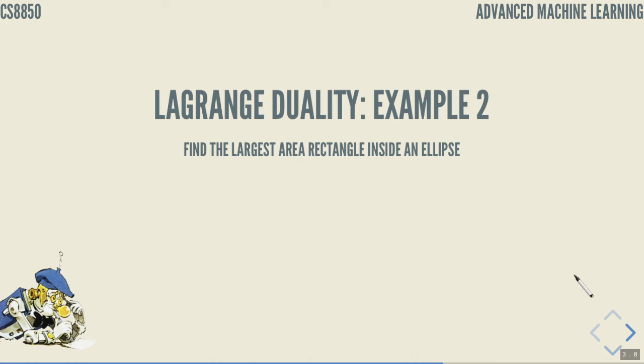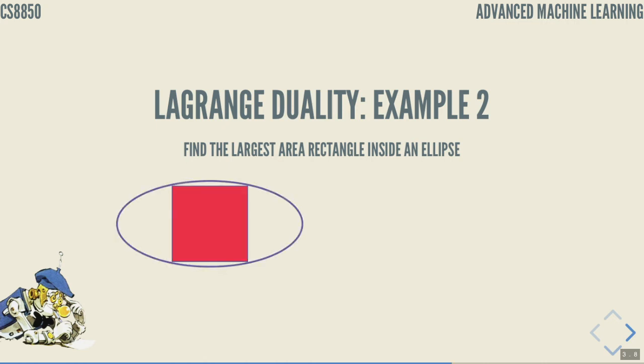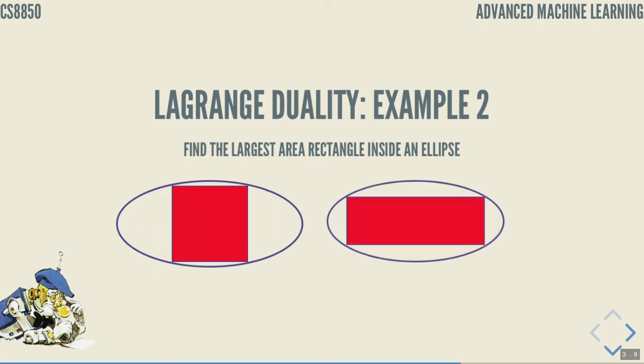But let's look at another example just to get the point firmly that you understand what we're doing here with Lagrange duality. So let's solve the problem of finding the largest area rectangle inside an ellipse. So that could be this, or could be that, or could be this, or we could quickly guess that the rectangles that are not inscribed into the ellipse are probably not the largest ones, right?